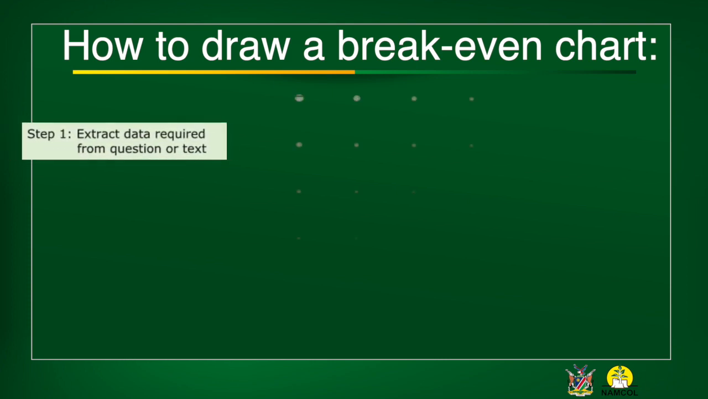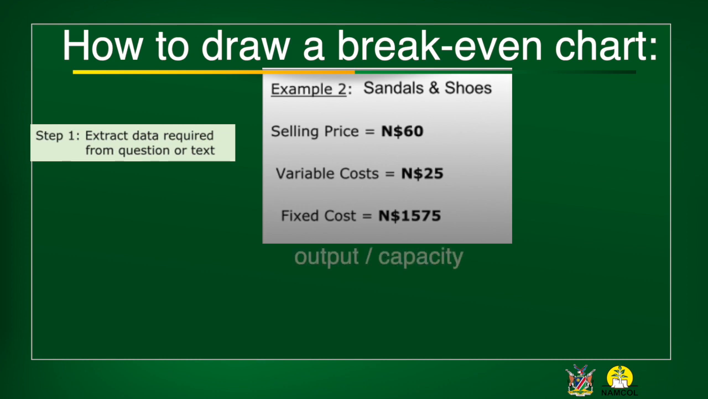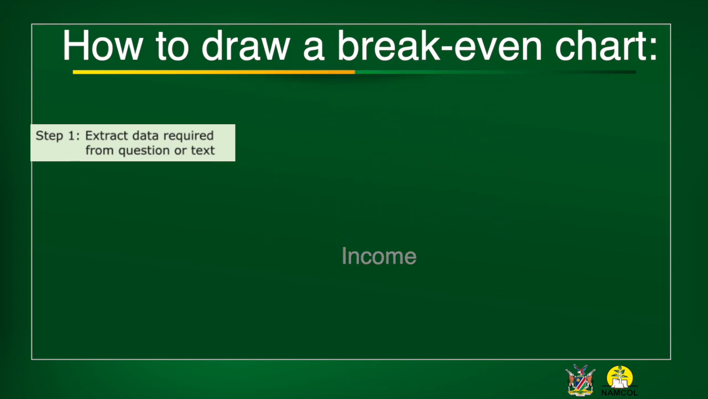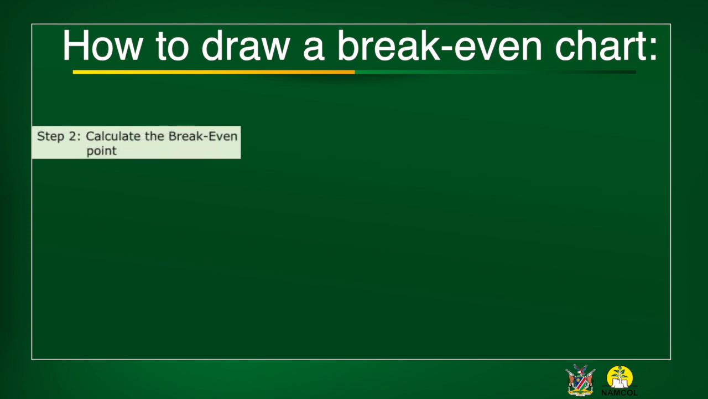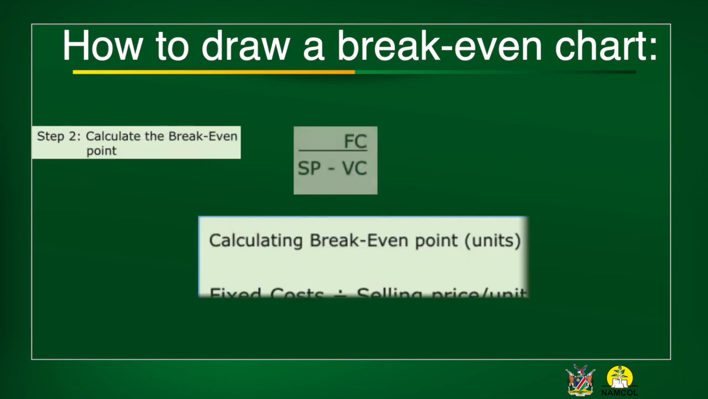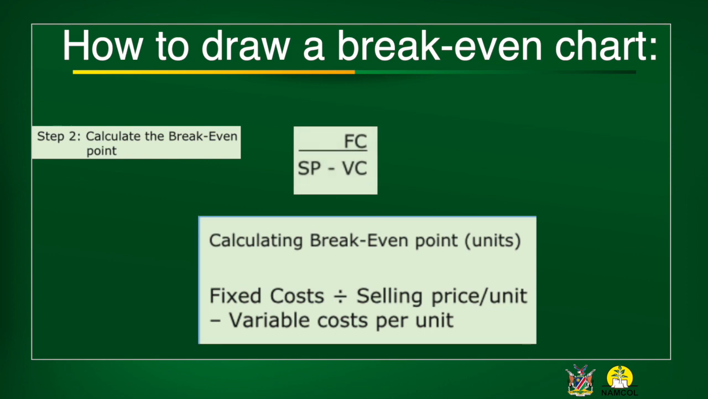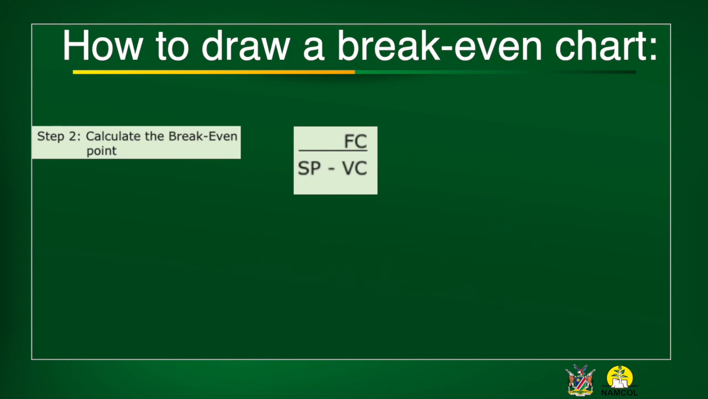Step 1. Set the data you need, such as the output of a product or the capacity of your business to produce. You also need data about the income you want to generate and the cost for production. Step 2. Calculate the break-even point using the formula we used before of fixed cost divided by selling price per unit minus variable cost per unit. Remember, VC over SP minus VC.